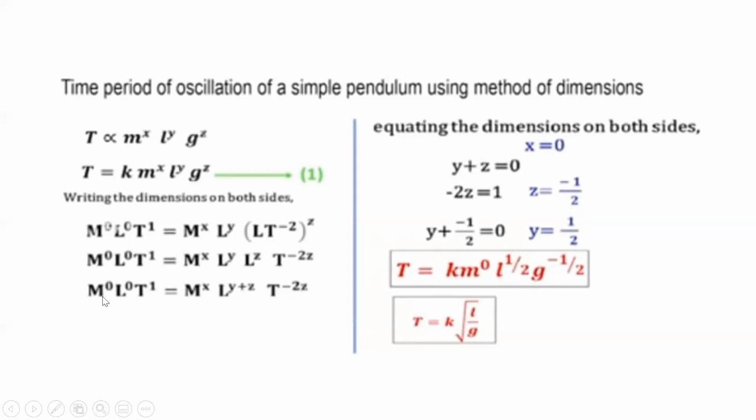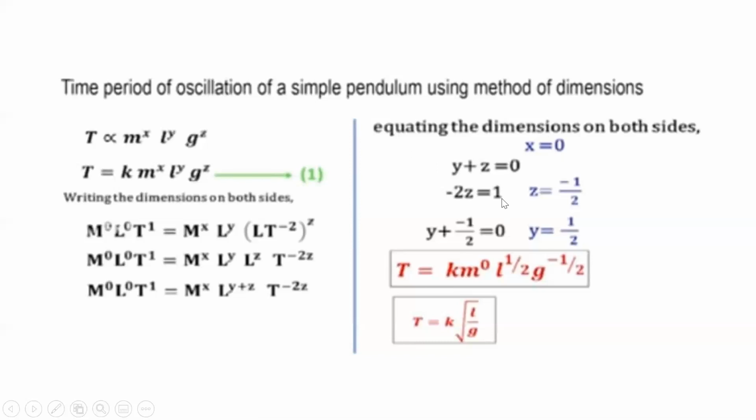Now let us compare these two sides. So m raised to x, m raised to 0. From this we can say that x is equal to 0. Equating the dimensions on both sides, x is equal to 0. Y plus z, here it is 0. So y plus z is equal to 0. Here minus 2z, here it is 1. So minus 2z is equal to 1.